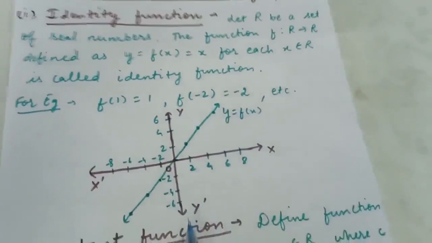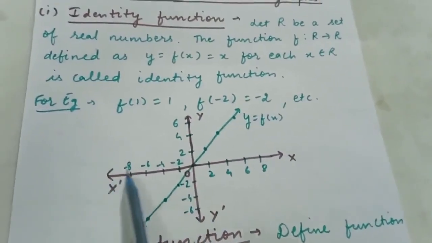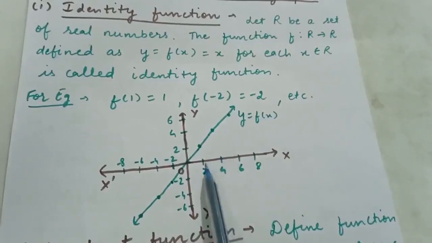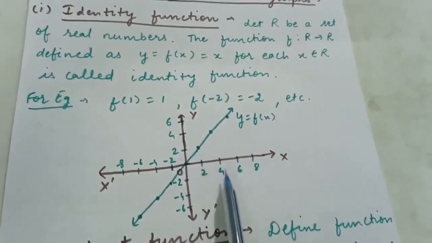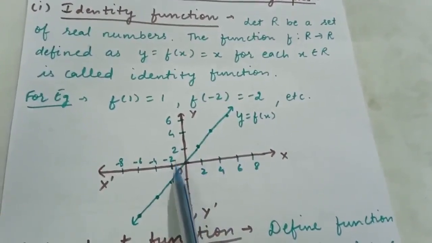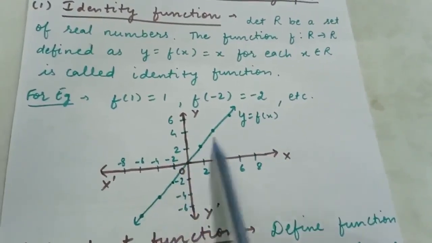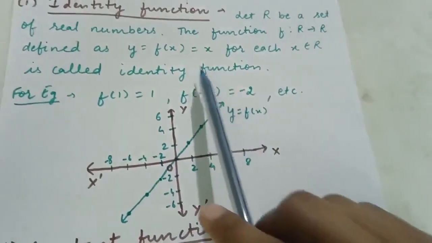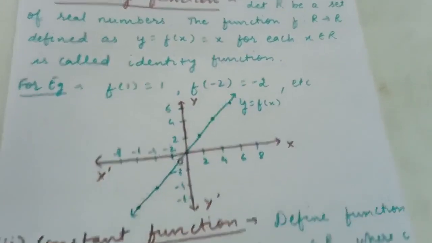What is the graph of this function? So you can easily see this is x, this is the y-axis. So at 2, y is 2, at 4, y is 4. When x is -2, y is -2. So you can draw this line. This is an identity function, y = f(x), which is nothing but equal to x.